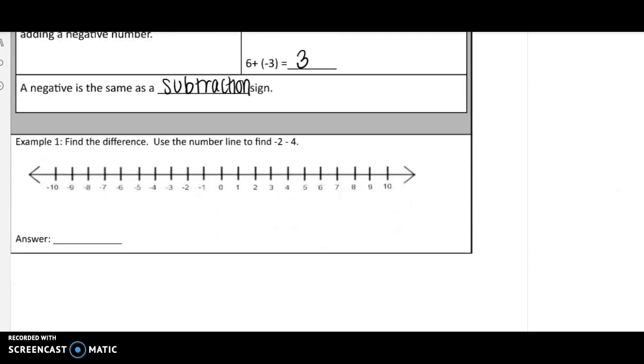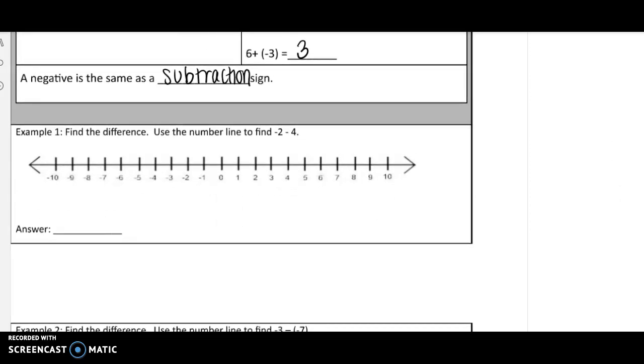So example 1, it says find the difference and use the number line to find negative 2 minus 4. So we have negative 2, so let's plot negative 2. And then minus 4, minus means that we are going to go to the left on the number line. And so we're going to go 1, 2, 3, 4 on the number line. And that gives us negative 6.